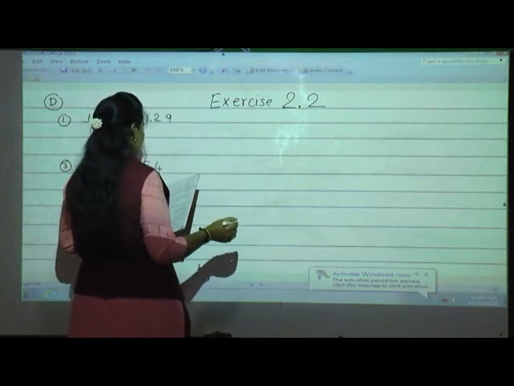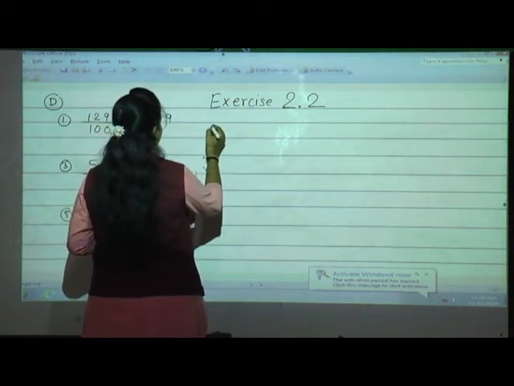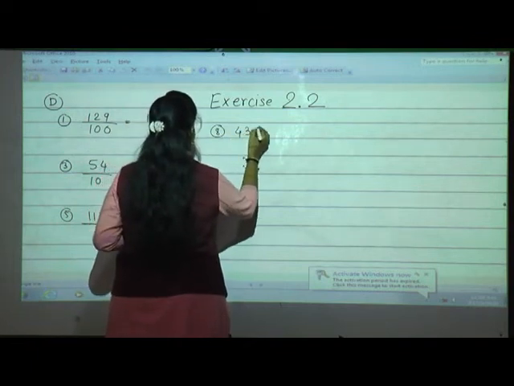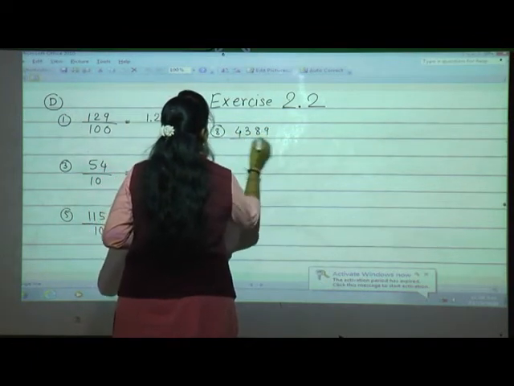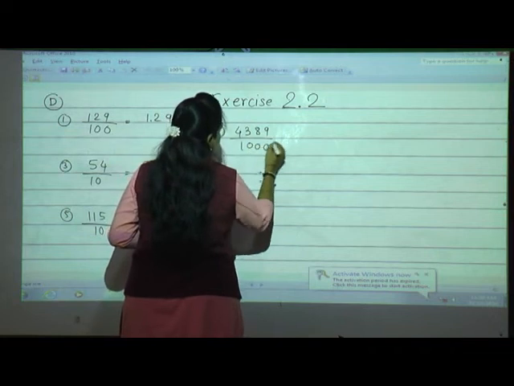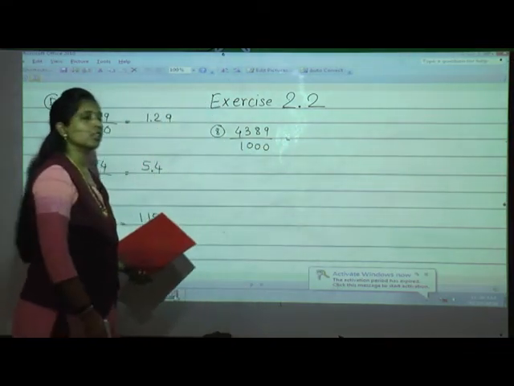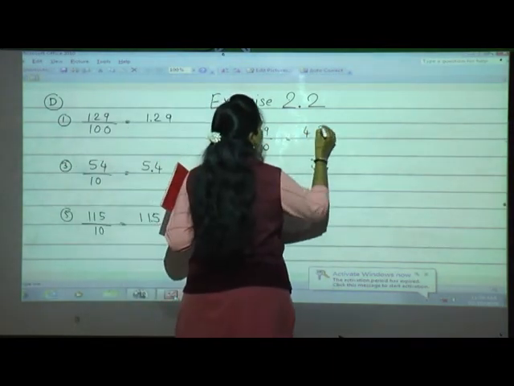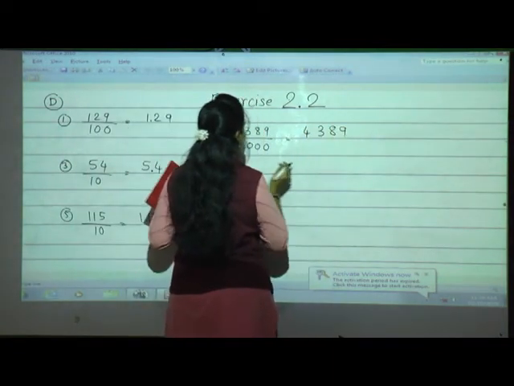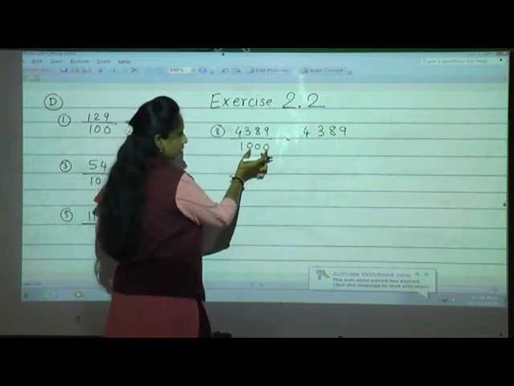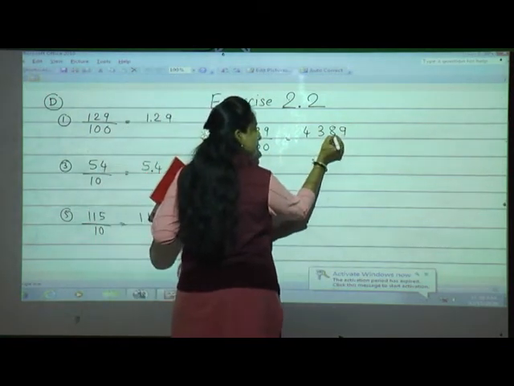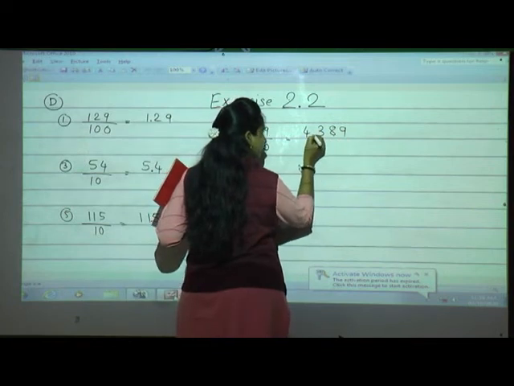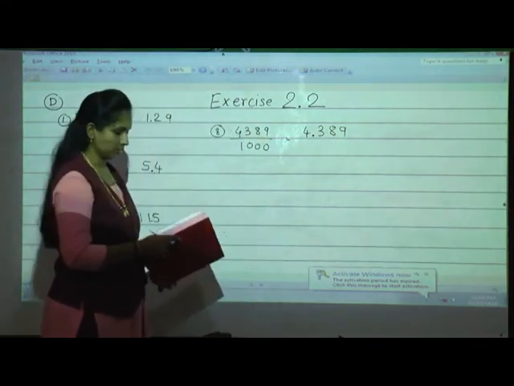Now next example. Now I will take 8th one. What is the 8th one? 4389 divided by 1000. Now see, thousands they had given. Write numerator as it is, 4389. 1 is followed by 3 zeros. So place the decimal point after 3 digits. 1, 2, 3. Clear? Yes.